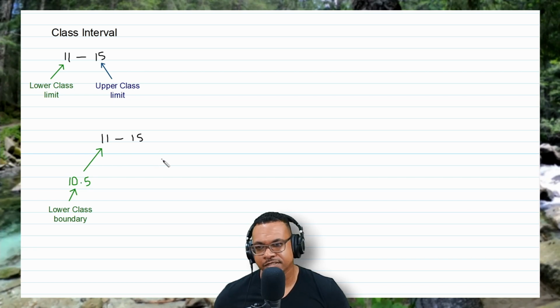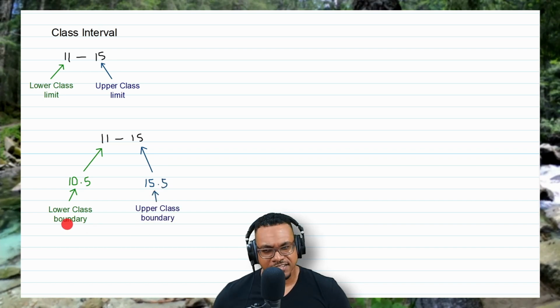Obviously, it's not unlimited because we also have an upper class limit, which means we have an upper class boundary as well. But 10.5 would fall into this class interval, 10.6 would fall into this class interval as you go up. So now looking at the upper class limit, the upper class boundary would be 0.5 more than the upper class limit. So 0.5 more than 15 would be 15.5. So I'm just going to put the upper class boundary here, 15.5.